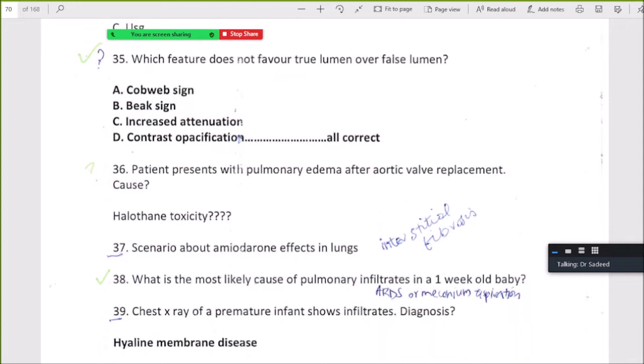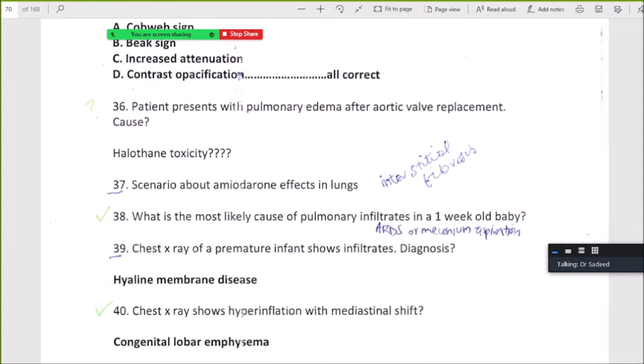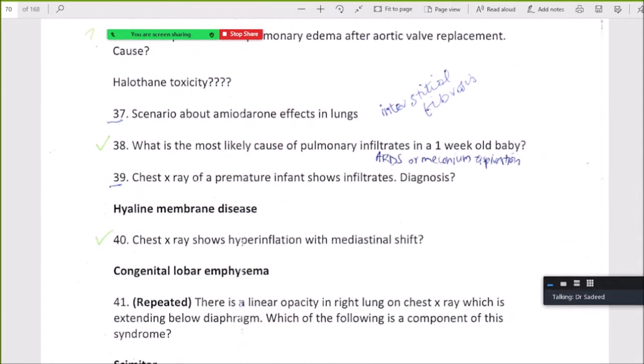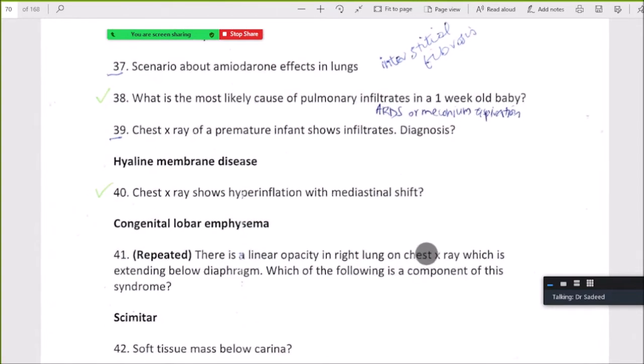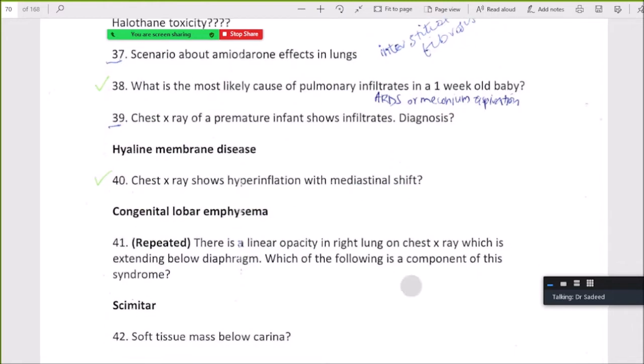36. Thoracic pain with pulmonary edema after aortic valve replacement, cause hypersensitivity toxicity. 37. Scenario about amiodarone effect in lung. Interstitial fibrosis. Amiodarone causes interstitial fibrosis in the lung. 38. What is the most likely cause of respiratory distress in a 1-week-old baby? Respiratory distress syndrome or meconium aspiration. 39. The opacities of a premature infant with diffuse infiltrates, diagnosis hyaline membrane disease. 40. Such infants will have hyperinflation with mediastinal shift, congenital lobar emphysema.